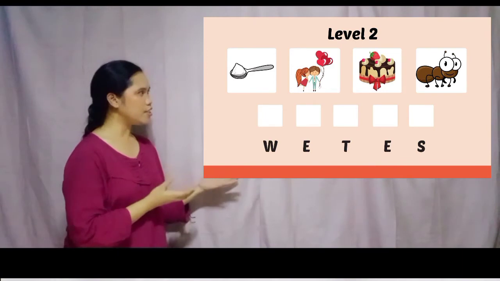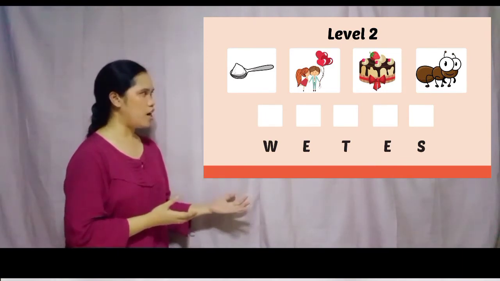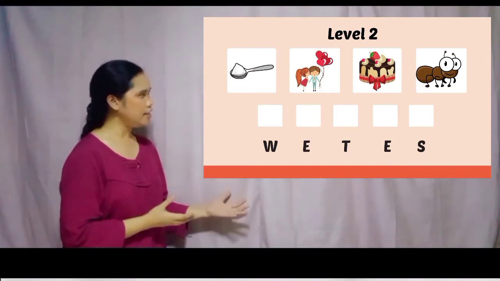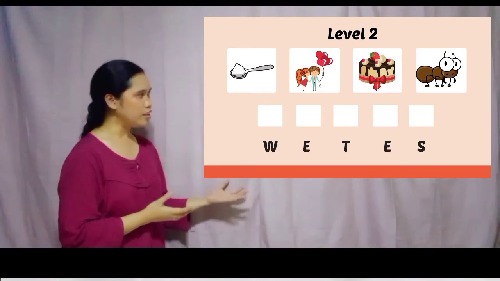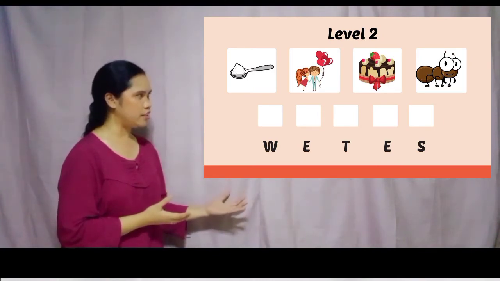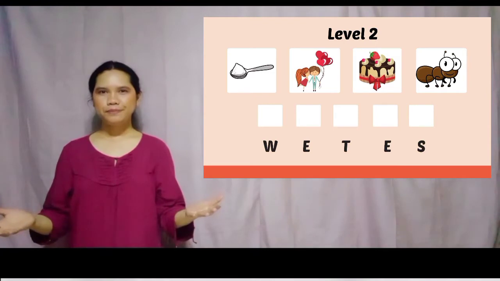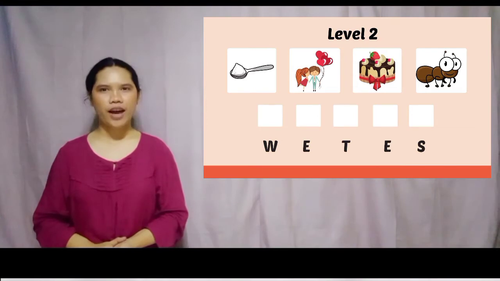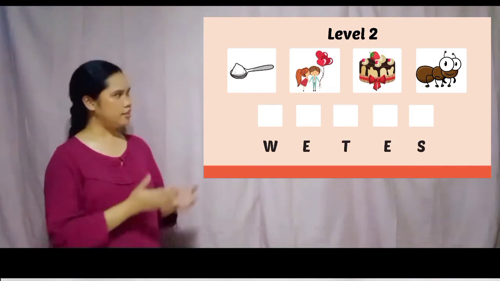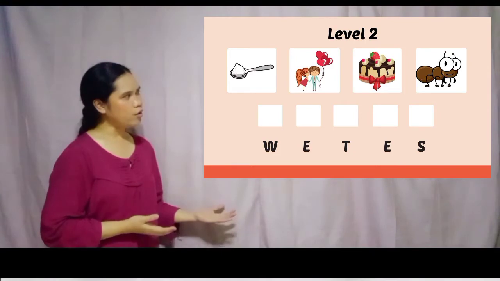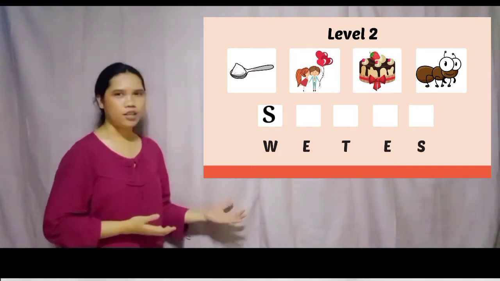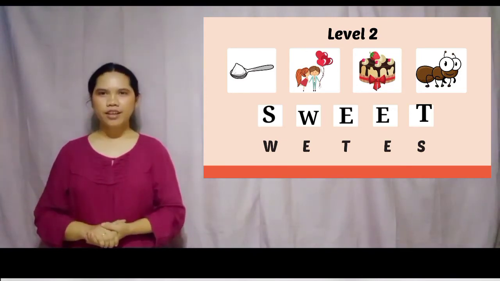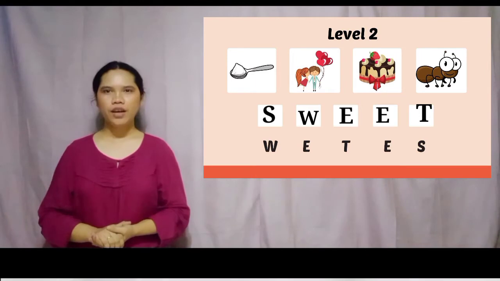Let us move on to level 2. There is a scoop of sugar, a sweet couple, a cake, and an ant. What do you think is the word? Anybody from the group? Okay, Russell. Let us see if your answer is correct. The answer is sweet, so your answer is correct. Let us move on to level 3.